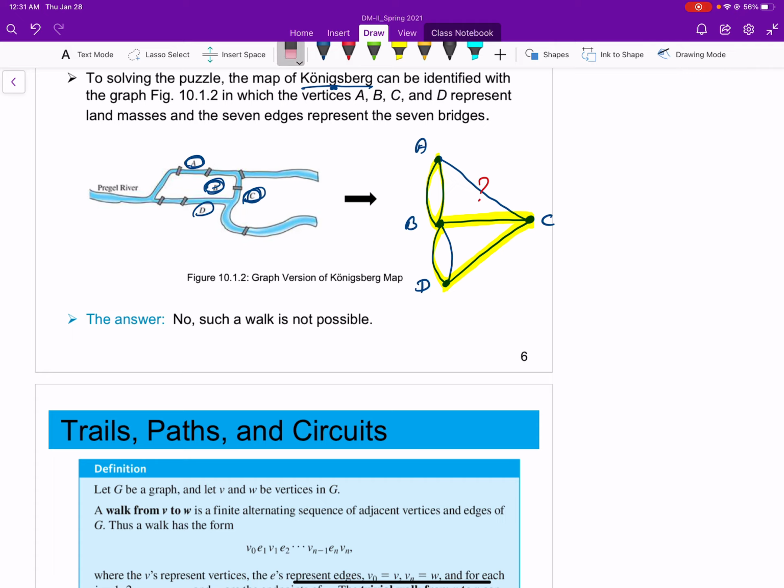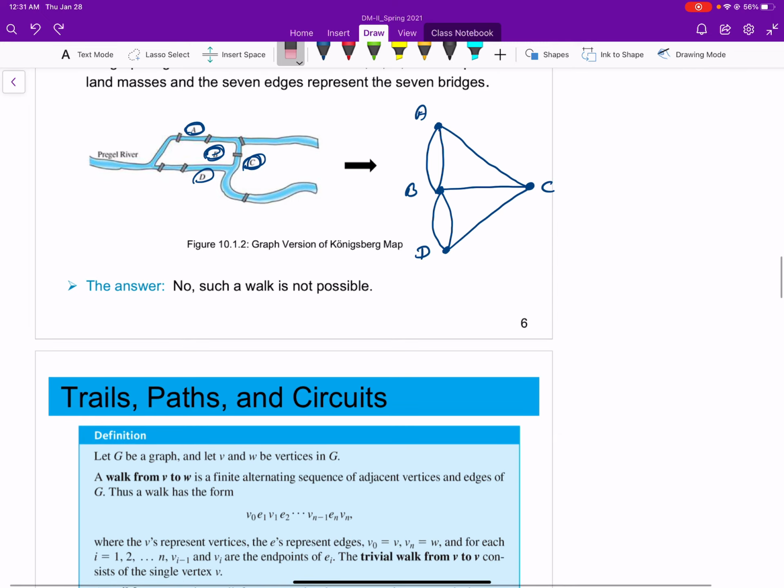Like that, you can try several solutions. Unfortunately, this problem doesn't have a solution. So the answer is no. You won't be able to do that. You can just start from one landmass and come to the same landmass while visiting all the other land masses and crossing each bridge exactly once. That is impossible. Okay, so the answer is no.